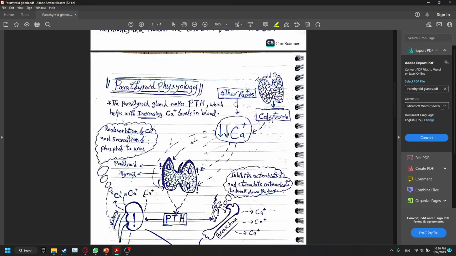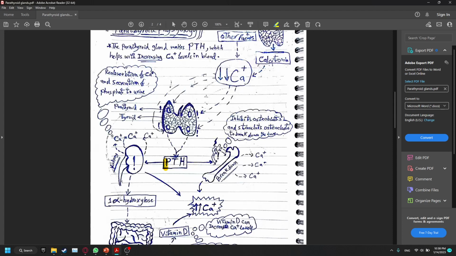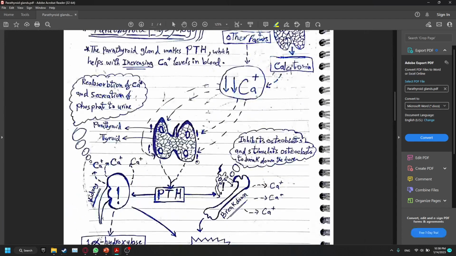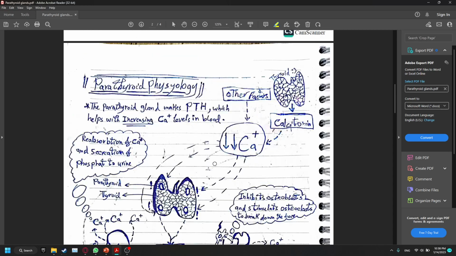Okay, so a bit of function. How does the parathyroid hormone work, and what does the parathyroid gland do? The parathyroid gland secretes, as I said before, the parathyroid hormone, PTH for short. I'm just going to call it PTH for now, just to save time here. So basically, it makes PTH. So what does PTH do? We're going to get to that in a second.